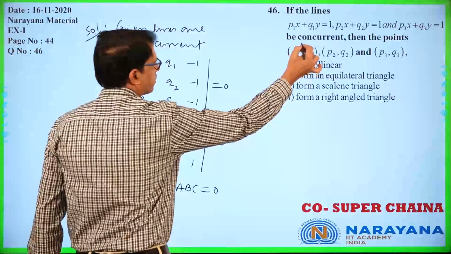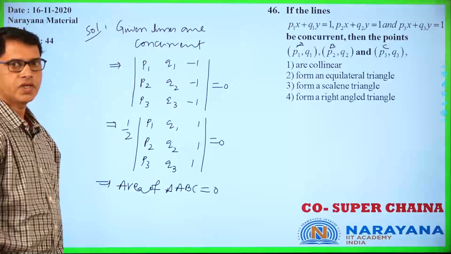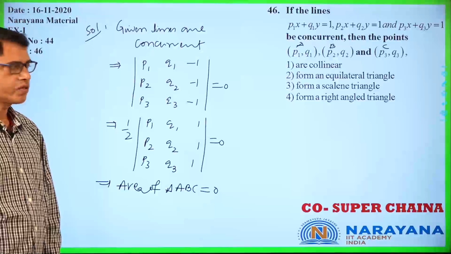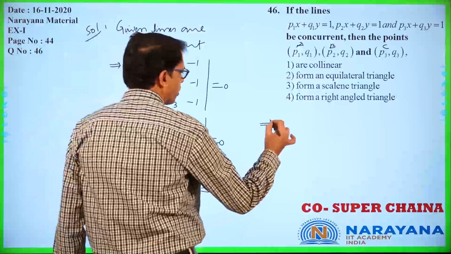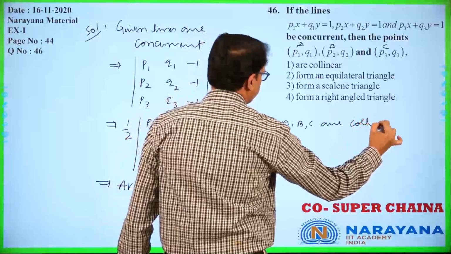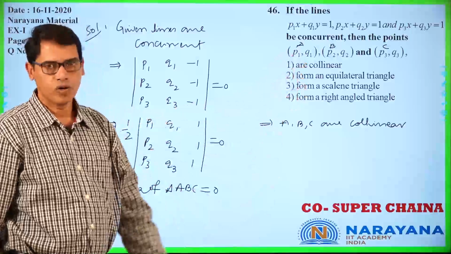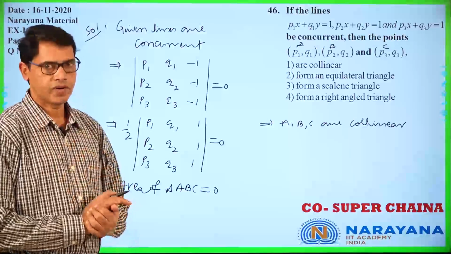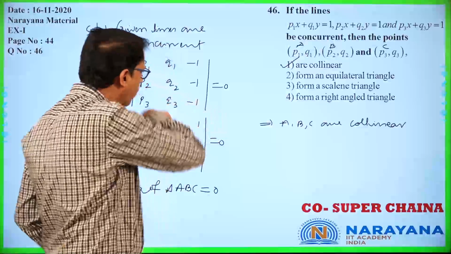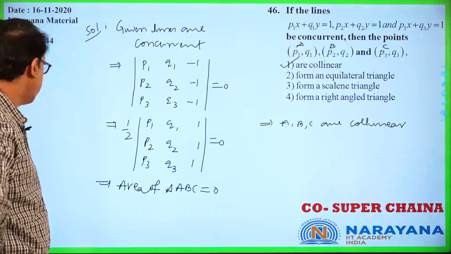If you say this one as A, this one as B, this one as C, area of triangle ABC equal to 0 means points A, B, C are collinear. Means given points are collinear, lie on the same line. First option. Okay, next one.